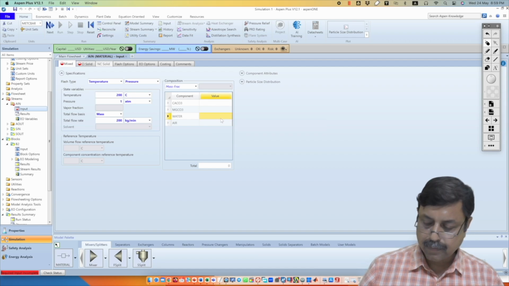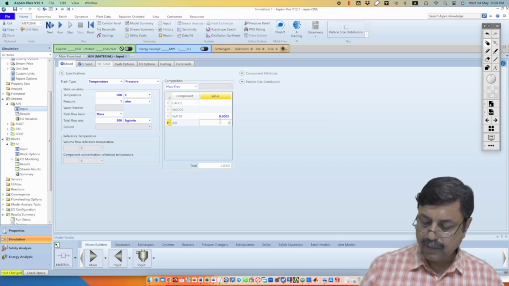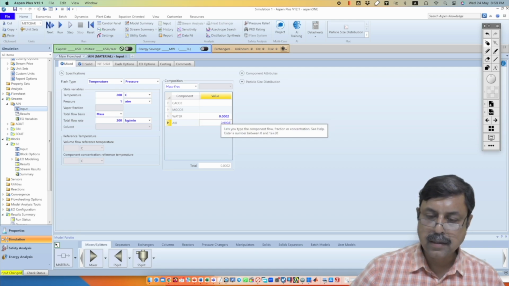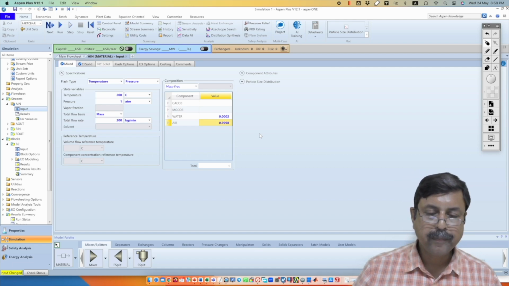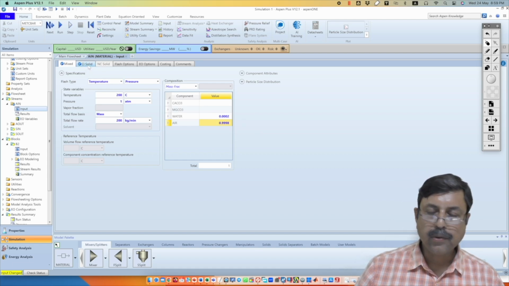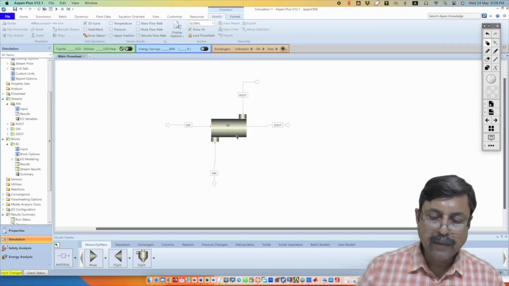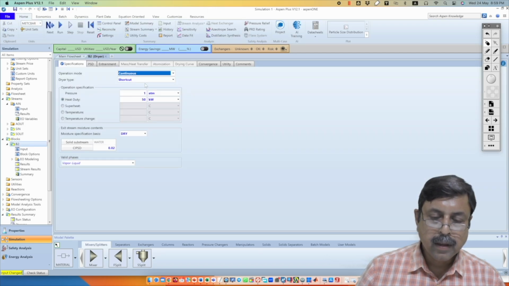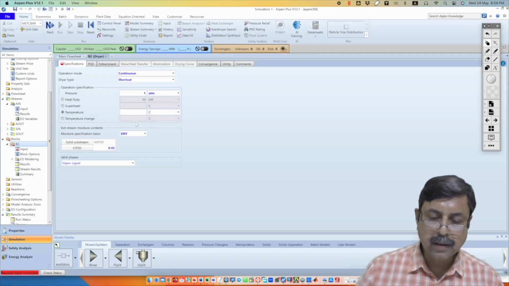So this is 0.0002 and this is 0.9998. That makes it total 1. And there is no solid portion over here. Don't bother about Cl solid. Now we have to change this model a bit. In this case, our temperature will be 120 degrees centigrade.